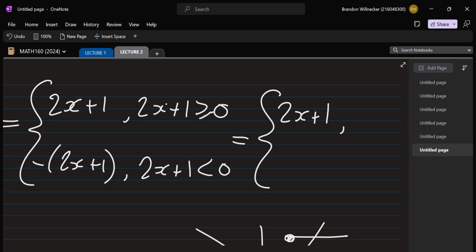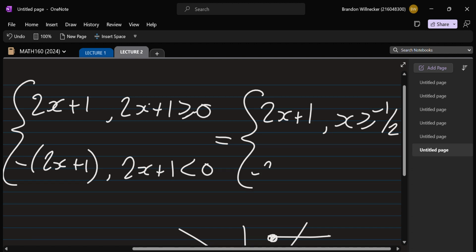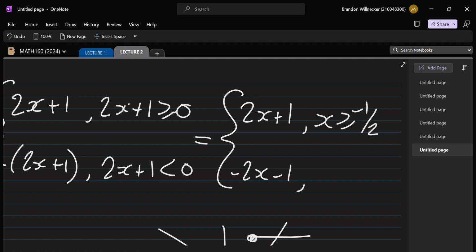Okay, now the 2x plus 1 greater than or equal to 0, we want to now solve for x. Why do we want to solve for x? Well, because x is part of the domain. Okay, so we can take the 1 over to the other side, divide by 2, x is greater than or equal to negative a half. Okay, and for the other one, let's put minus 2x minus 1. Okay, similar thing. We take the 1 over to the other side to get minus 1, divide by 2, minus a half. x is now less than minus a half.